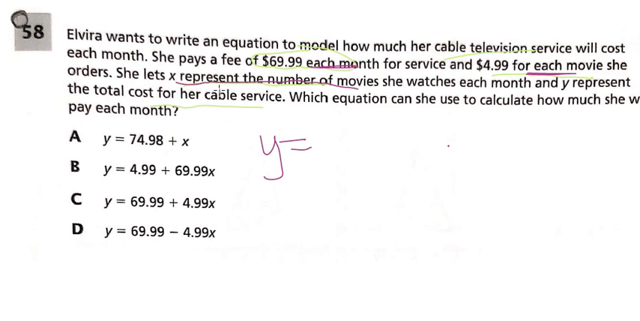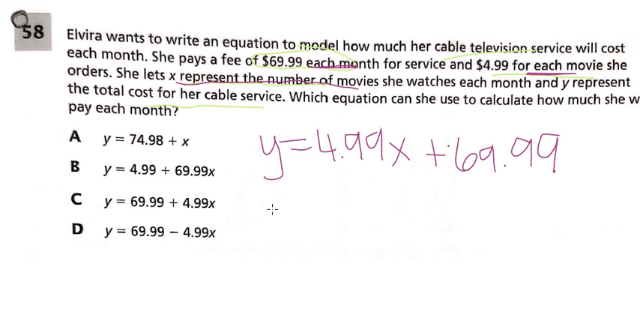So we know that the rate of change needs to be attached to the variable. So the variable X refers to a number of movies. So I need a number that also refers to a number of movies. Well, in this case, that's 499. So I know that I'm going to have 499 attached to the variable X. Then I also know that she also pays that as her starting fee, so I need to add that value on. And sure enough, I already have one of my answer choices. It's C, even though it's written in that other order, as long as my slope is attached to my variable, I'm good to go.